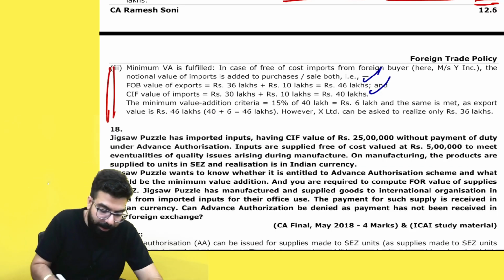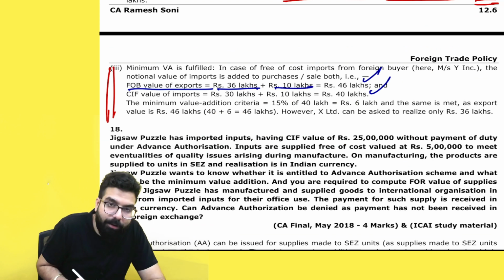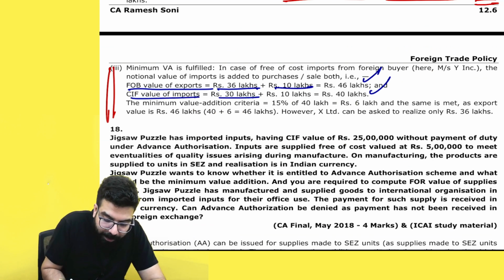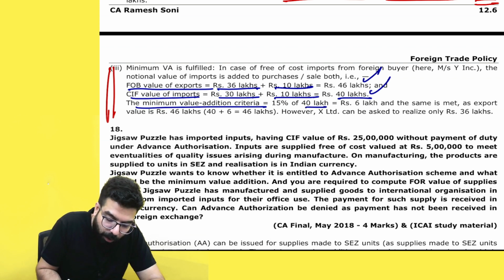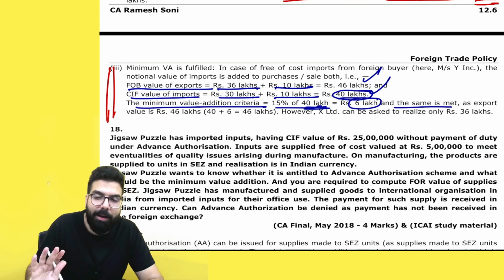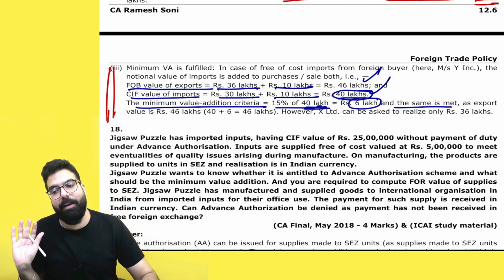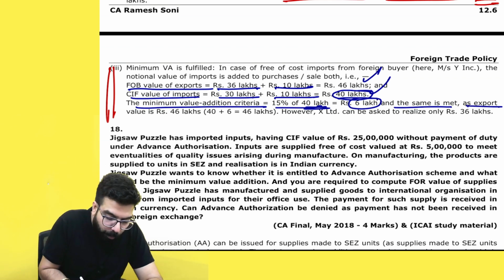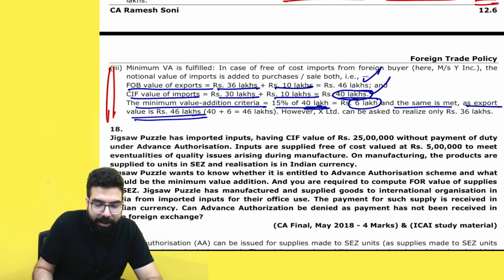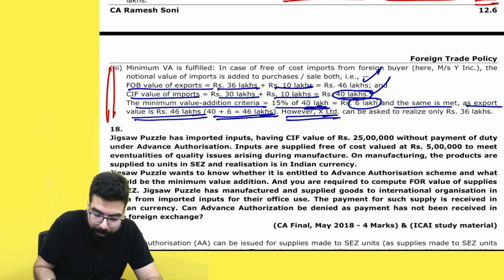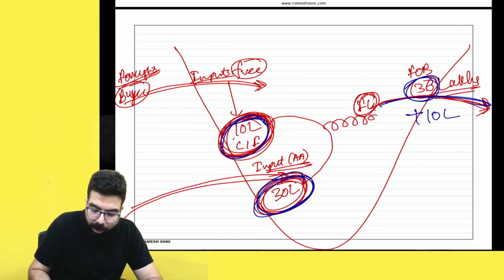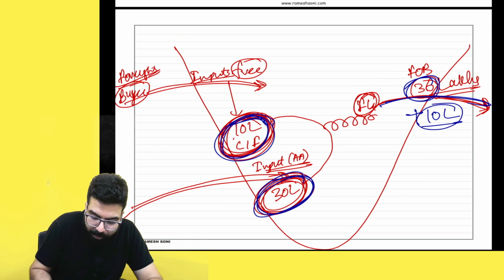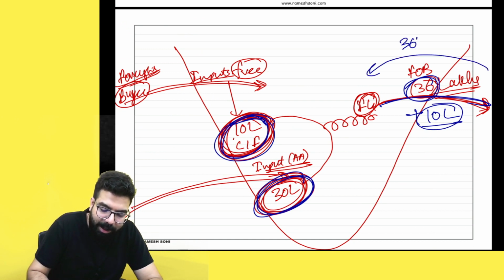So if you see the answer over here, sir, the FOB value will be 36 plus 10 lakh. CIF value will be 30 lakh plus 10 lakh rupees, which is 40 lakh rupees. The minimum value addition criteria is 15% of the CIF value, which is 6 lakh rupees, and the same is met. As export value is 46 lakh rupees over here. However, X Limited can be asked only to realize foreign currency for what was not free. Because you have given free what had come for free, you have to realize only 36 lakh rupees in foreign currency.